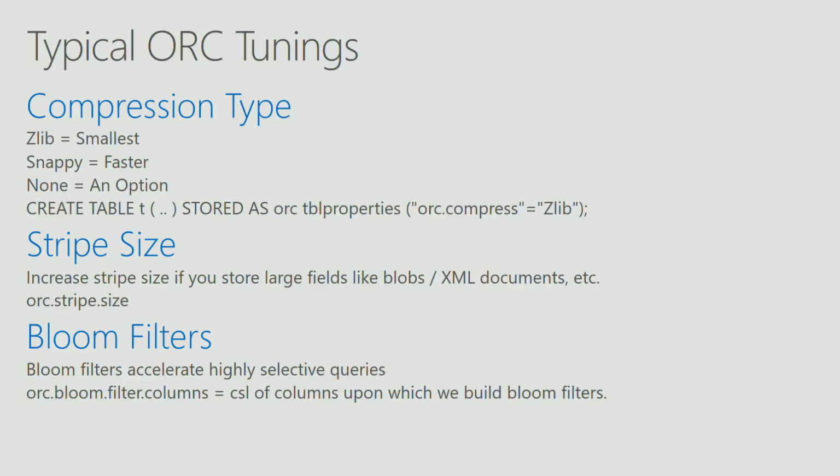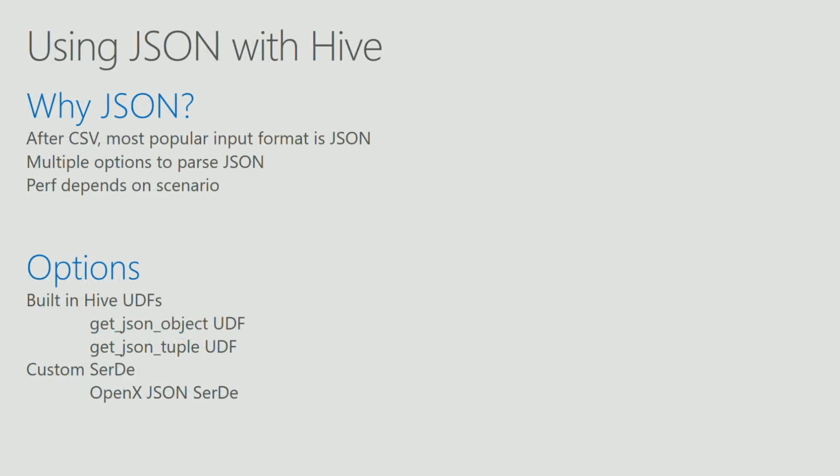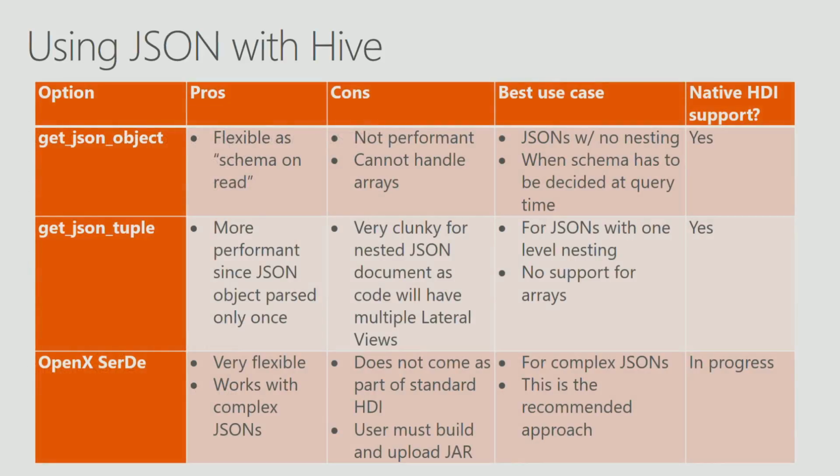Okay. I'm going to skip a couple of things just because we're running out of time. For JSON, this is another common question. How do I use JSON with Hive? The answer is Hive has limited support out of box for JSON. There are 3 ways to do it. These are the 3 UDFs. UDF stands for user-defined function. The first 2 are what's supported out of box. The last one is OpenX SerDe, a third-party SerDe.